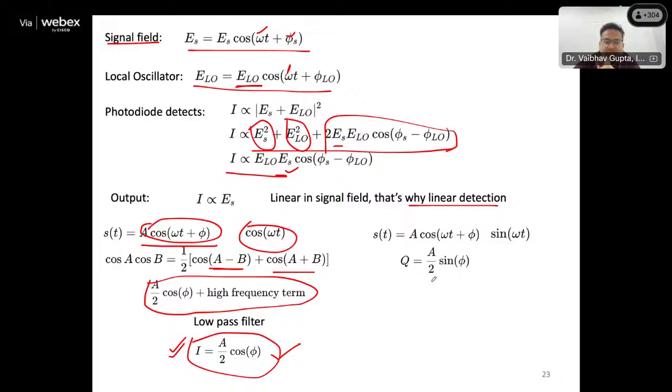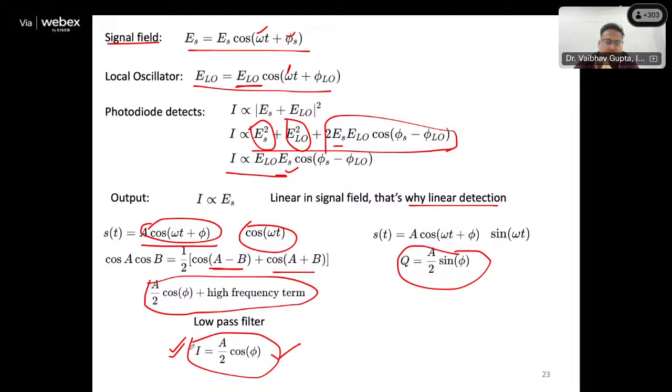So this time, you can again do what you did with 2 cos a cos b; the same formula you can also apply for 2 sin a cos b, and this is what you will end up with. So that is the final term. So you have a signal which is I, A/2 cos phi. The second one is Q, A/2 sin phi. Suppose you have these two, what could you do?